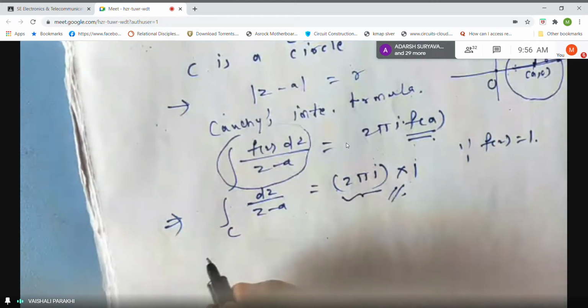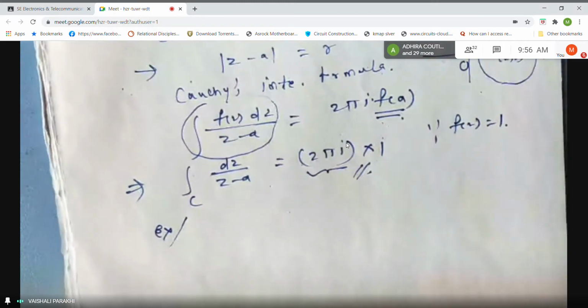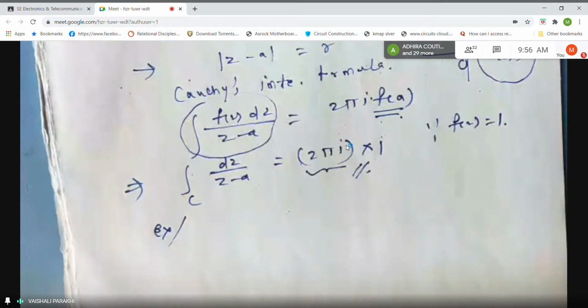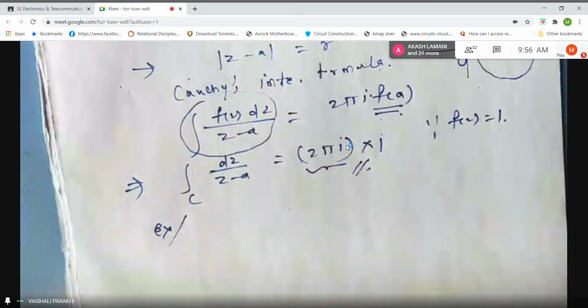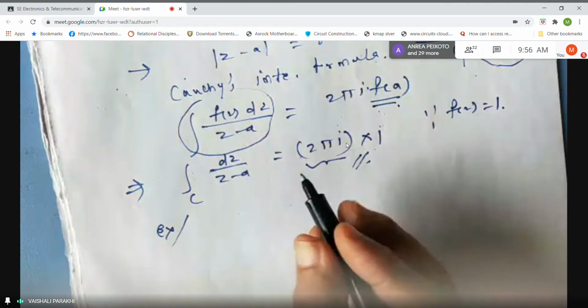Now let us solve some more examples so that you will understand it better. Okay. Now suppose I want to find the value of this by using Cauchy's integral formula.